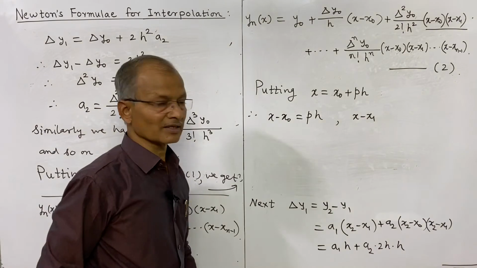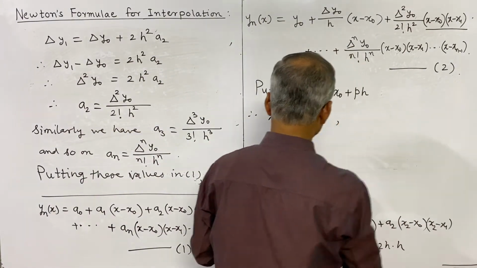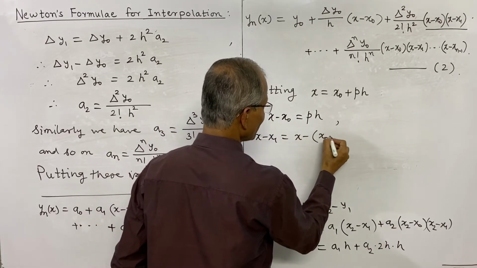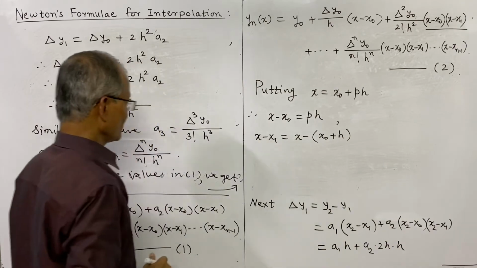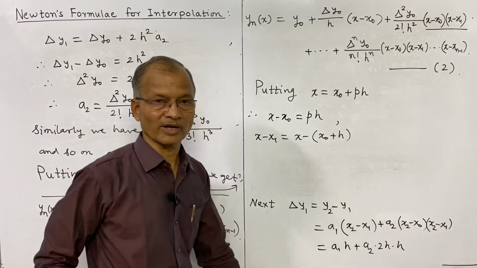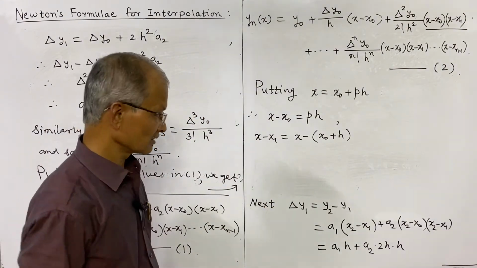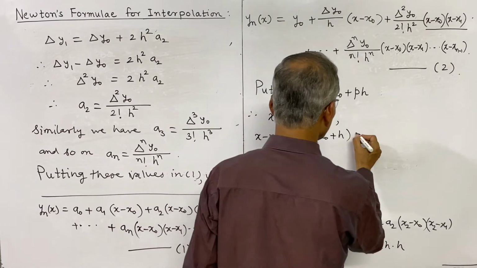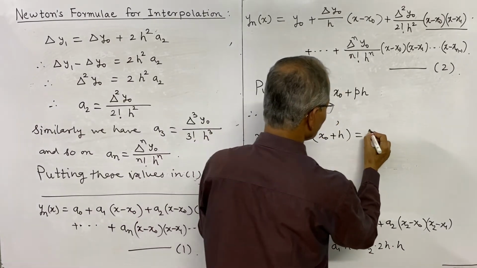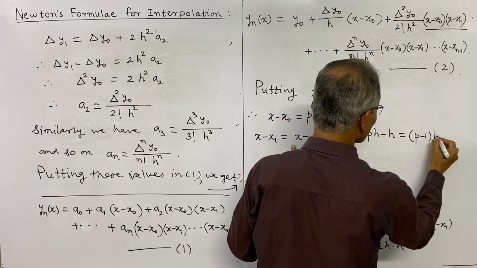What is x minus x1? So that is equal to x minus x1, which is x minus, what is x1? x1 is x naught plus h. So by our relation for x naught, x1 is the next value to x naught plus h. It is placed at h distance, and this is equal to x minus x naught, that is ph minus h, or this will be p minus 1 times h.